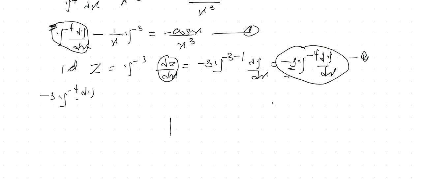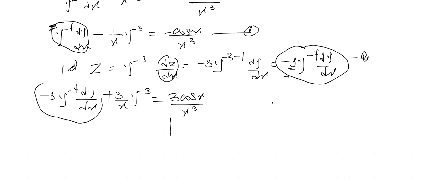Then also multiply by minus 3, which is going to be plus 3 over x times y raised to the power of minus 3, which is equal to, by minus 3, 3 cos x over x raised to the power of 3. As easy as that. Then this one now is looking like this one.